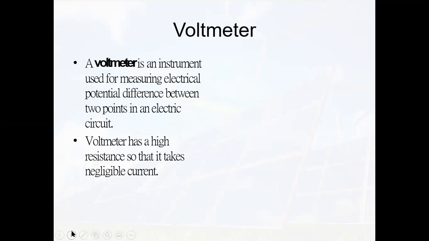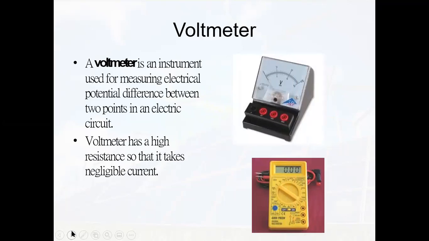Voltmeter. A voltmeter is an instrument used for measuring electrical potential difference between two points in an electric circuit. A voltmeter has a high resistance so that it takes negligible current. So a voltmeter is used for measuring potential difference.